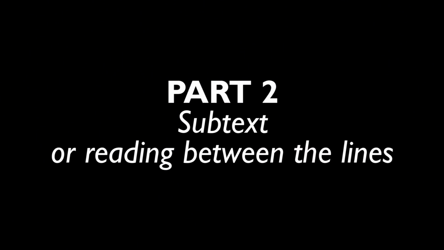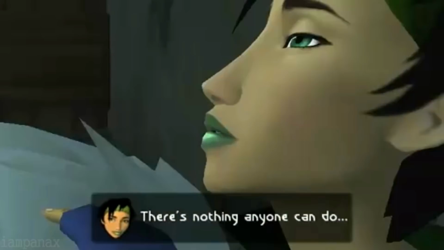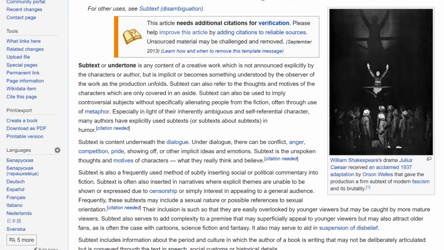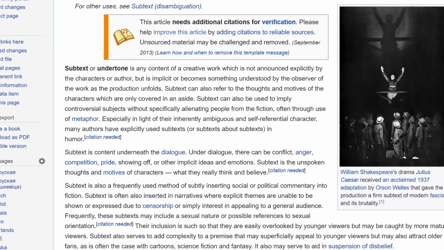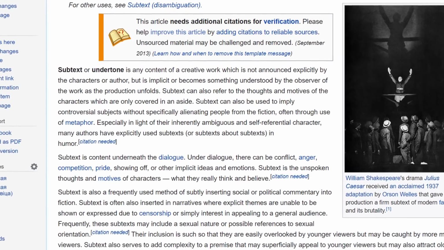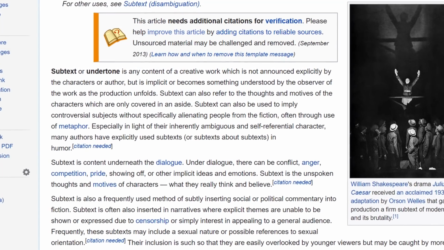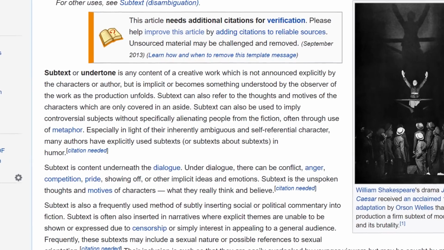Part 2. Subtext, or reading between the lines. This to me is so important in writing nuanced and thoughtful dialogue. Subtext, also known as undertone, is content which is not announced explicitly by the characters or the author, but is rather implicit and becomes understood by the audience as the work unfolds.